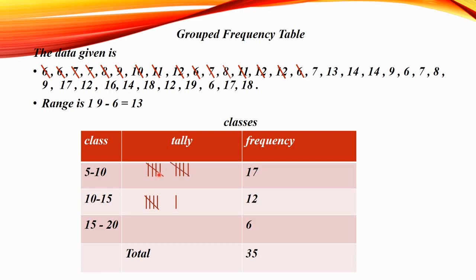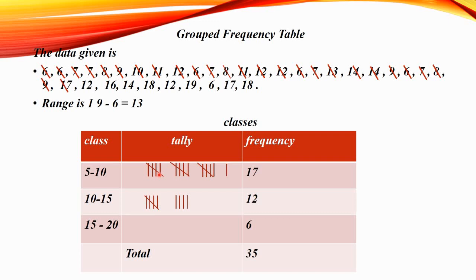6 will come in the first class, it will be vertical, slanting, so the second set is over. 7 again will come in the first standing line, then 13 will come in the second row, 14 will come in the second row, 14 again will come in the second row, 9 will come in the first row, 6 will come in the first row, 7 will come in the first row, 8 will come in the first row. Now the third set is over.